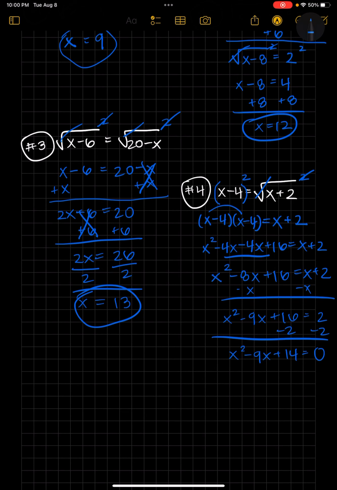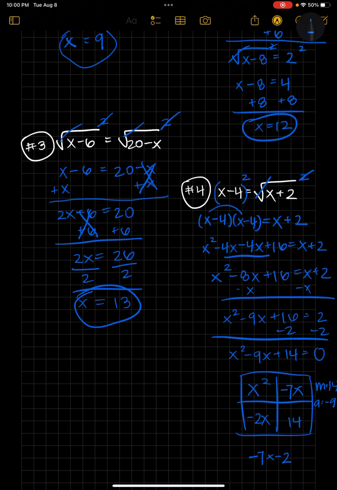Now that I have it like this, I can either use the quadratic formula or I can factor. I'm going to choose to factor using the box method. So x squared goes up here, 14 goes down here. My goal is to multiply to be 14 and add to be negative 9, which would be 7 and 2, but both of them are negative. So negative 7 times negative 2 would give me a positive 14. Negative 7 plus negative 2 gives me a negative 9. So I'm going to put negative 7x in one box, negative 2x in another box.